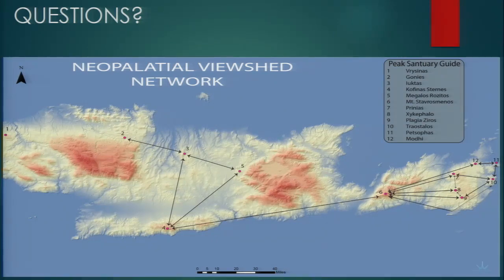Okay, so I have a question. It seems like there's a little bit of redundancy in what people can see. Has anyone investigated whether Rositos and Stavros-Menos have any mutually visible pixels?